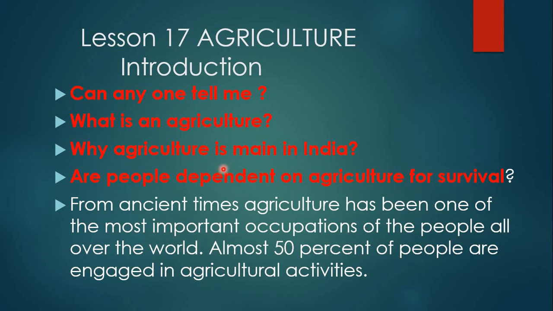Secondly, why is agriculture main in India? Of course, why is agriculture main in India? We Indians are blessed with beautiful rivers and beautiful lands and beautiful soil. Therefore in India, in the northern plains, northern areas, almost all people are farmers. So the main occupation of India is agriculture. Of course we depend on agriculture for everything.